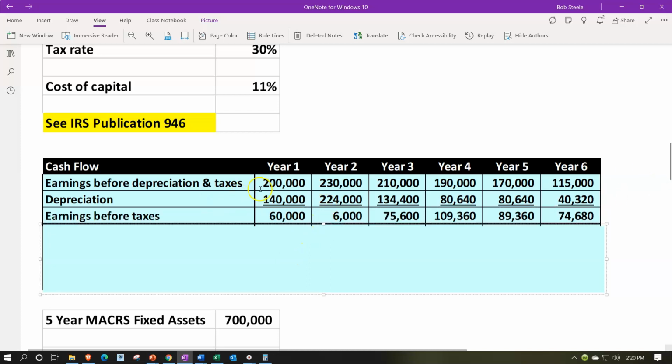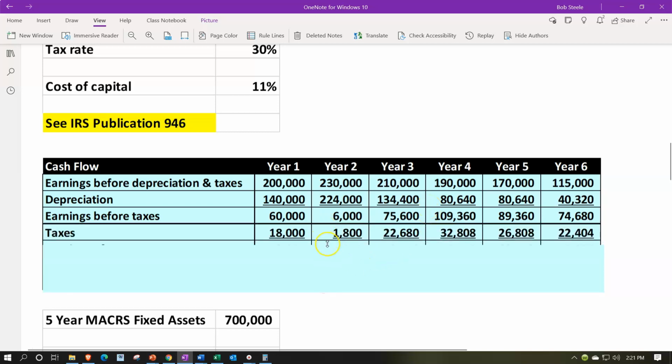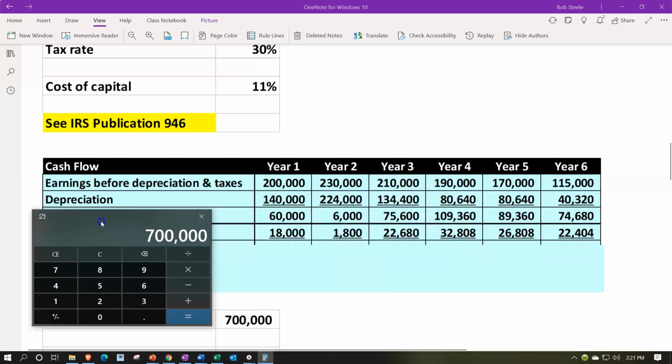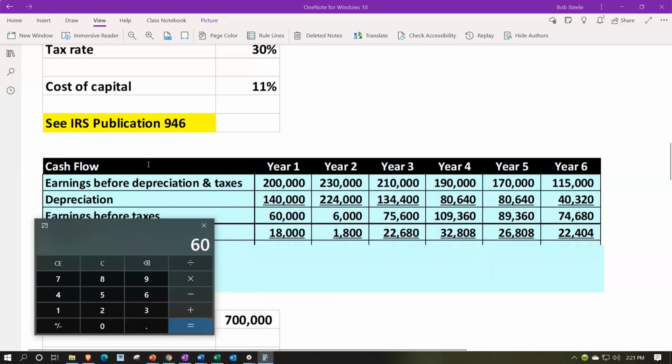So, for example, the 200,000 minus the 140 is the 60, the 230 minus the 224 is the 6, the 210 minus the 134.4 is the 75.6, the 190 minus the 80,640 is the 109,360, and so on. Then we can calculate our taxes by taking, for example, the 60,000 times 0.3, that's going to give us our 18,000. We could take then the 6,000 times 0.3, that's going to give us our 1.8. We're going to take then the 75,600 times 0.3, that's going to give us our 22,680, and so on.